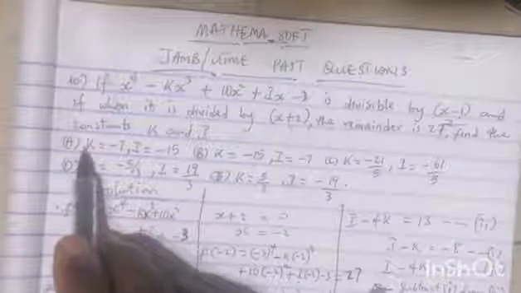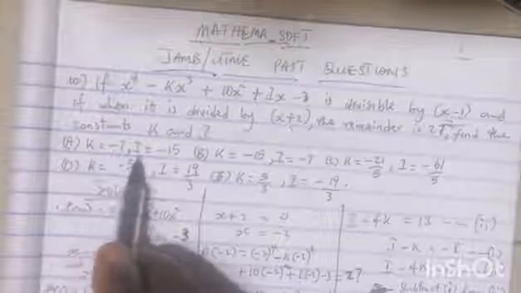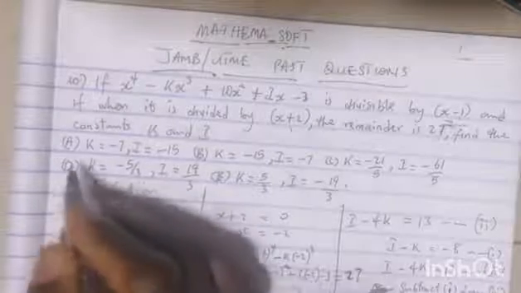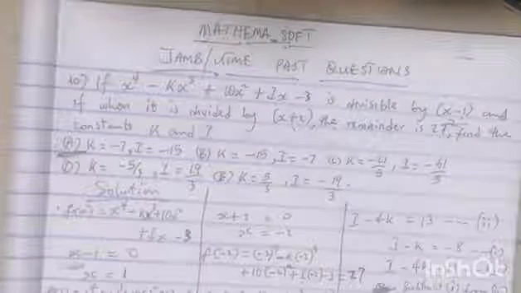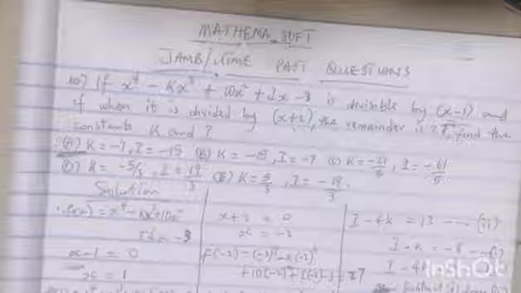So let's check the options. i equals minus 15, k equals minus 7. In our options, we have option A, k equals minus 7, i equals minus 15. So that's the correct option. So k is minus 7 and i equals minus 15.